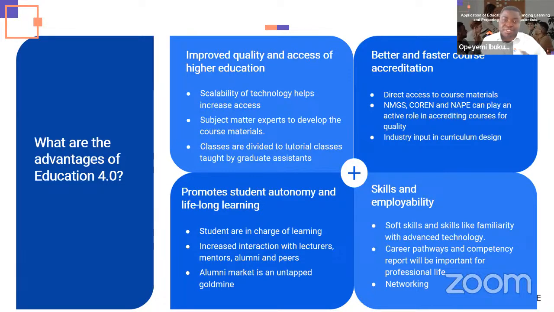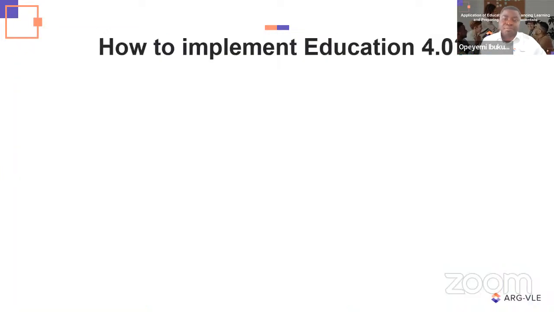So in terms of skills and employability, these are things that we need to do, where we are now mapping career pathways and then helping to build industries in that line. Then networking is also another one, where students can network with past students and then even industry people. So these are the advantages of Education 4.0.